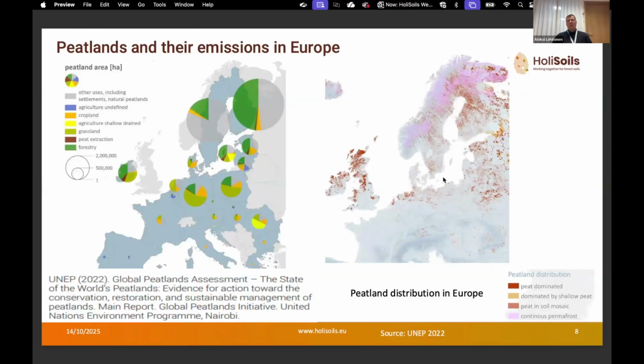If you look at the European level, the Baltic Sea Basin is the area where we find a lot of peatlands and peatland forests. And we do find those also in the British Isles, Scotland and Ireland. On the right-hand side, you can see the map where we have most of the peatlands, and even the permafrost areas within Europe. This is the UNEP 2022 Global Peatland Assessment.